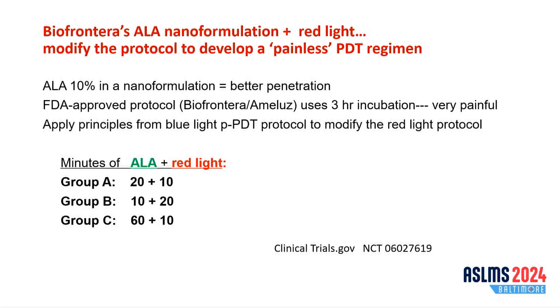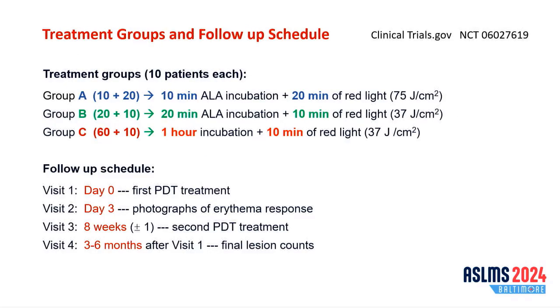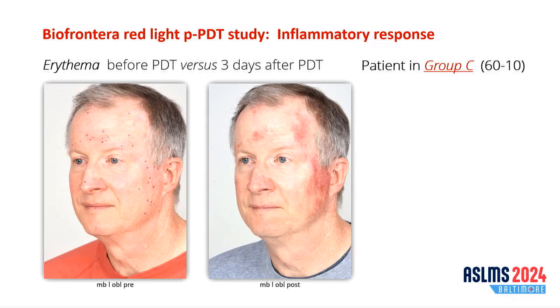This is interim results, so it's not finished, but I thought I'd like to show you. So these are the 3 groups. Group A is very short, 10 minutes incubation with red light. Then the second one is 20, and group C is 1 hour. All of these are still shorter than the approved one, but we wanted to see what was happening. So you do a treatment on day 0. They come back for photos. And then at 8 weeks, they get a second PDT treatment with the same protocol. And then 3 to 6 months is your final follow-up.